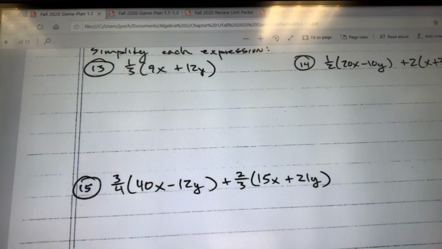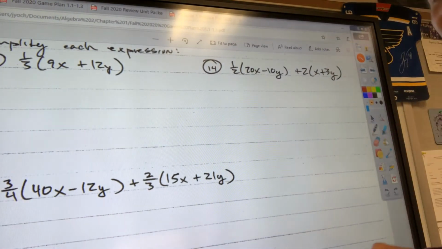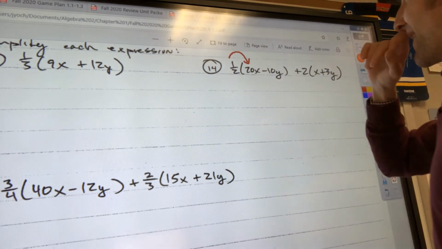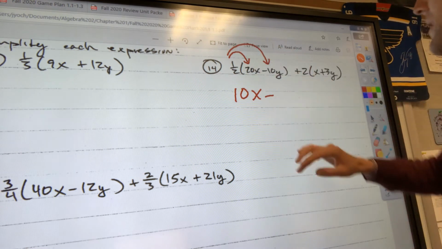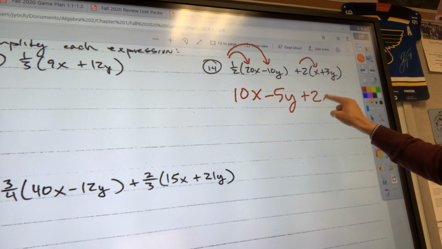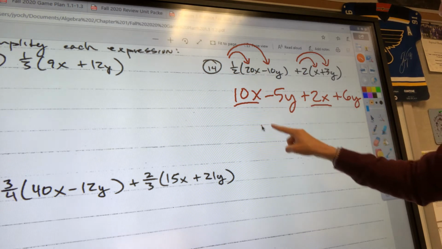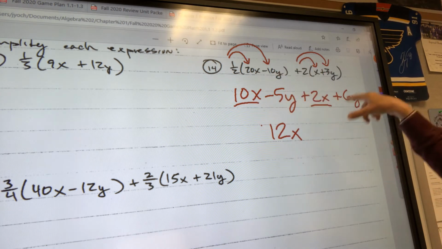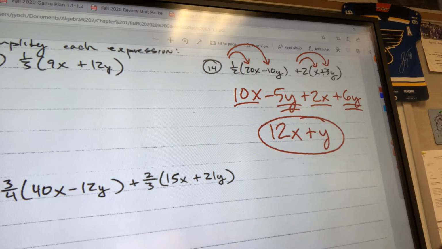All right. On 14, 1/2 of 20 is 10x, minus 1/2 of 10 is 5y, plus positive times positive 2x, plus positive times a positive 6y. Underline the like terms, we have 12x. Negative 5 plus 6 gives me a single positive y.